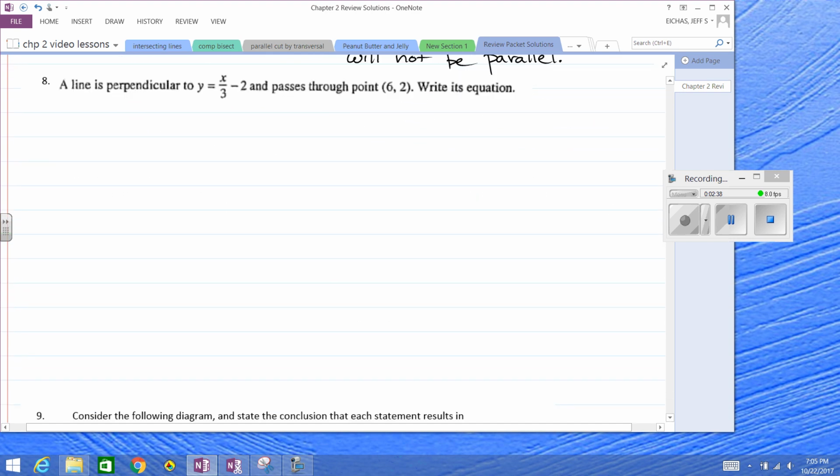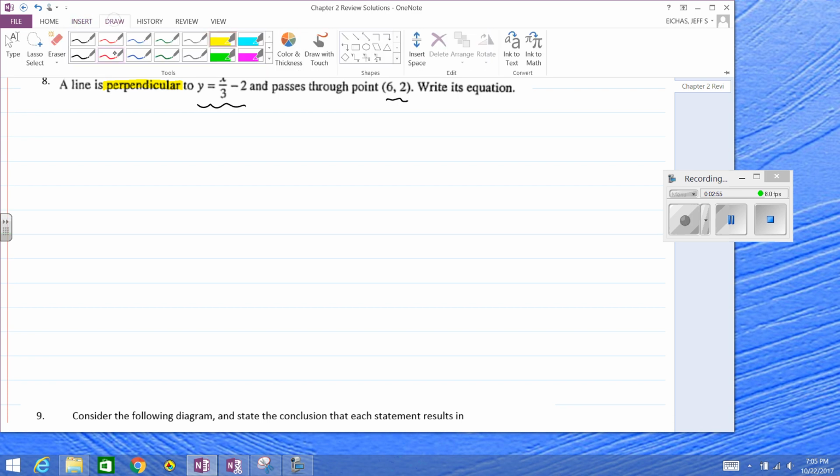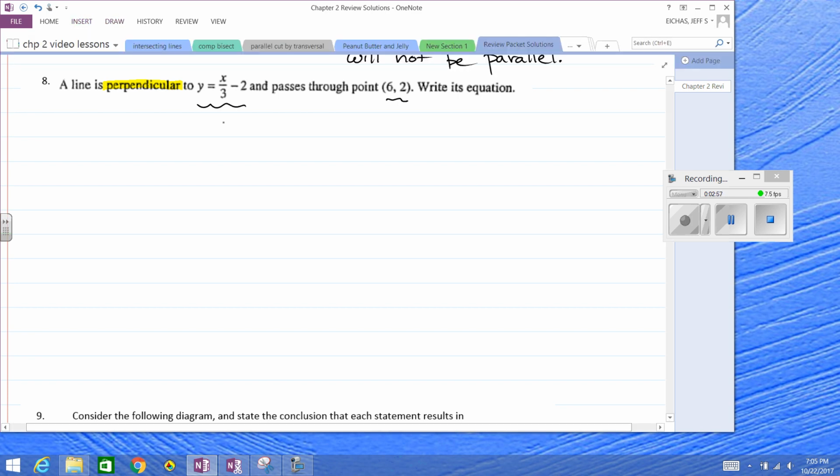All right, a line is perpendicular to a line whose equation is y equals x over 3 minus 2 and passes through this point. So let's start with this. This is a great idea to highlight keywords. So we've got a line perpendicular to y equals x over 3 minus 2. I'm going to change that right now. X over 3 minus 2 is equivalent to 1/3 x minus 2. Okay? Slope of this line is 1/3.